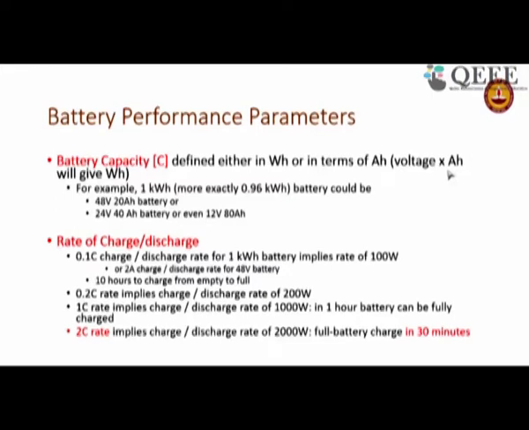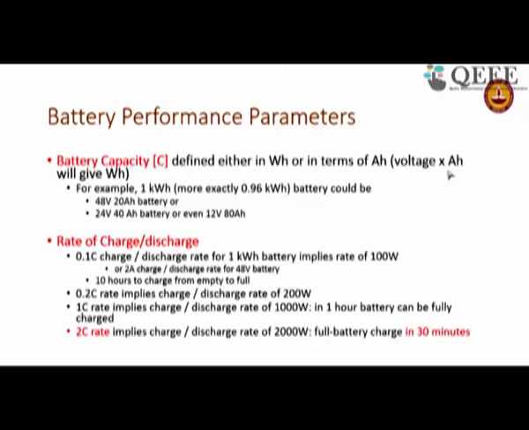0.1 C. Suppose you have a 1 kilowatt hour battery. That's what I have given. 0.1 C means 0.1 times the capacity. That means I am charging or discharging at 100 watts. If I am doing that at 48 volts, it means I am charging or discharging at about 2 amperes.